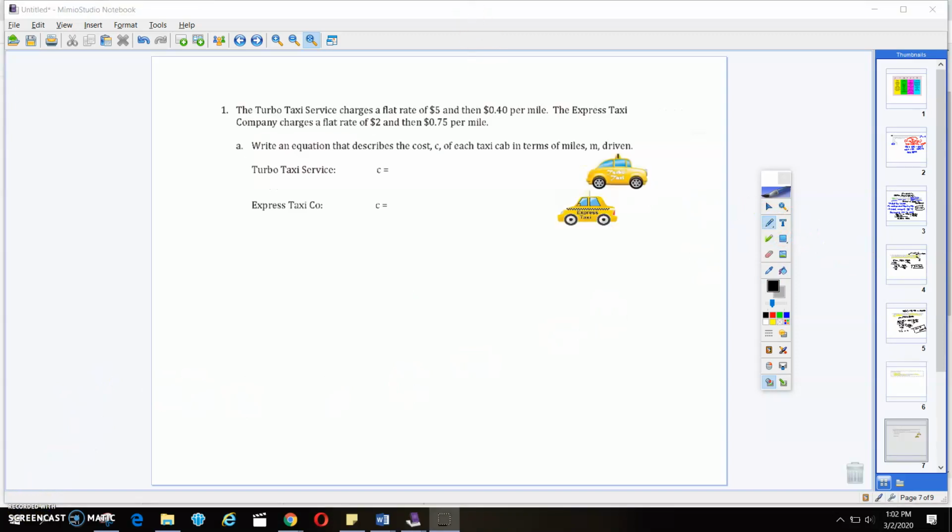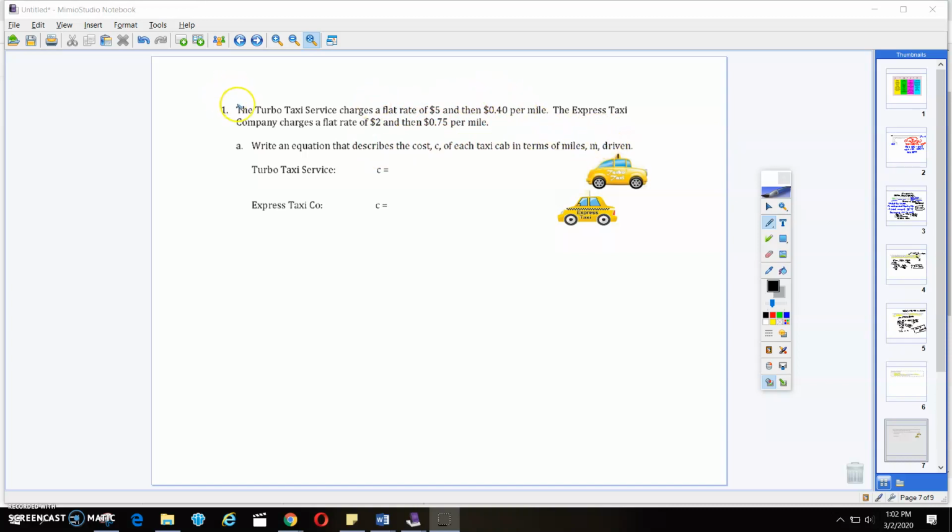Okay, so this says the Turbo Taxi service charges a flat rate of $5.40 per mile. Okay, the Express Taxi Company charges a flat rate of $2.75 per mile. Write an equation that describes the cost of each taxi cab in terms of miles driven.